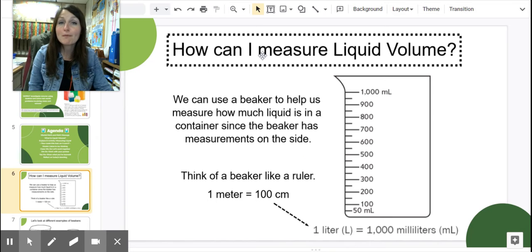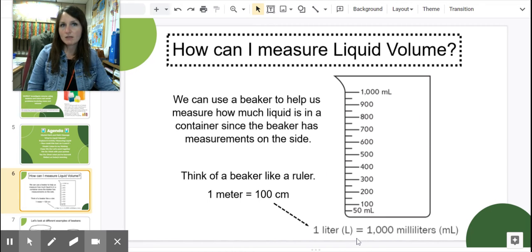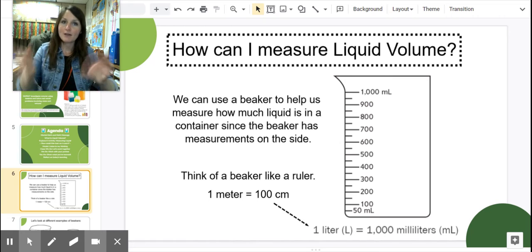So how could you measure liquid volume? Well, we're going to use beakers. If you have a beaker at home, that would be great. It could also be a measuring cup that your parents might use to help make baked items or cook with. Beakers, though, are a little bit more scientific and mathematical. We have these here, but you can use whatever you have at home to help you measure.